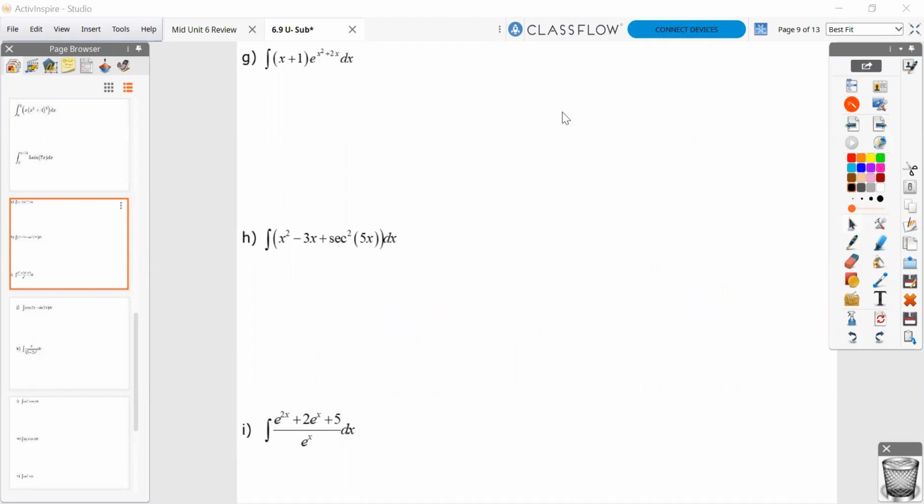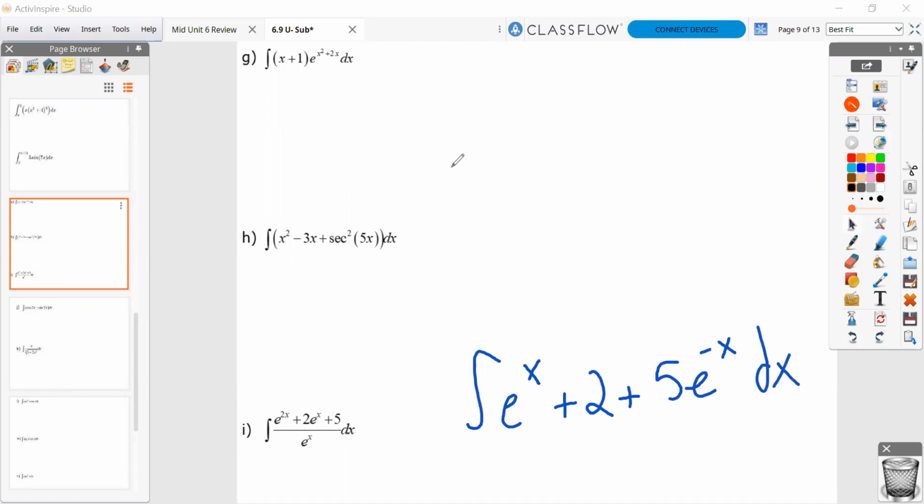Again, notice how this is just an e to the x. We're just going to divide everything by e to the x. So this becomes the integral of e to the x plus 2 plus 5e to the negative x dx. Again, remember, division means subtract the exponents. So e to the 2x divided by e to the x, that's just e to the 2x minus x, which is just e to the x.